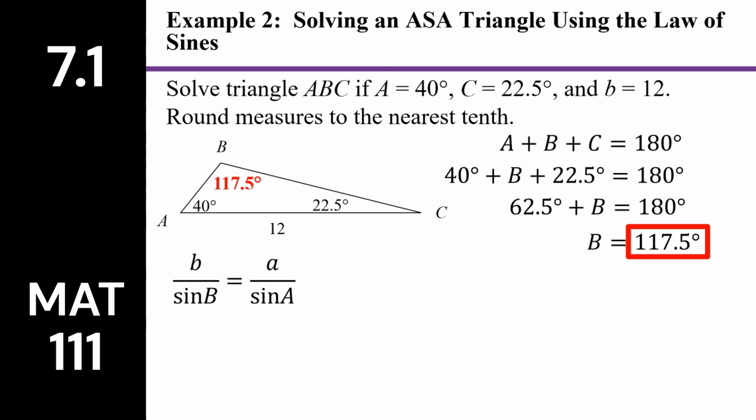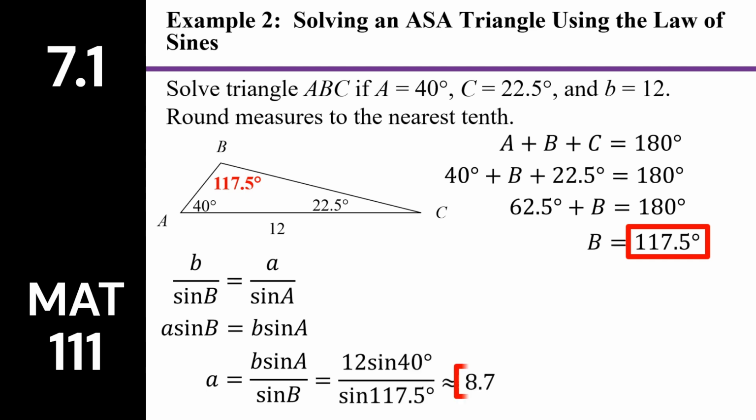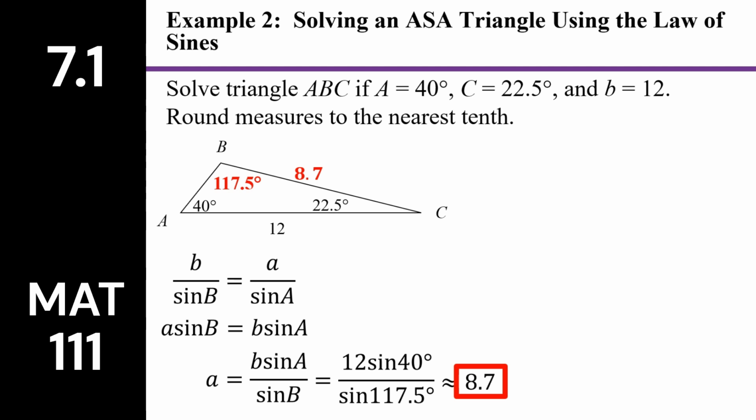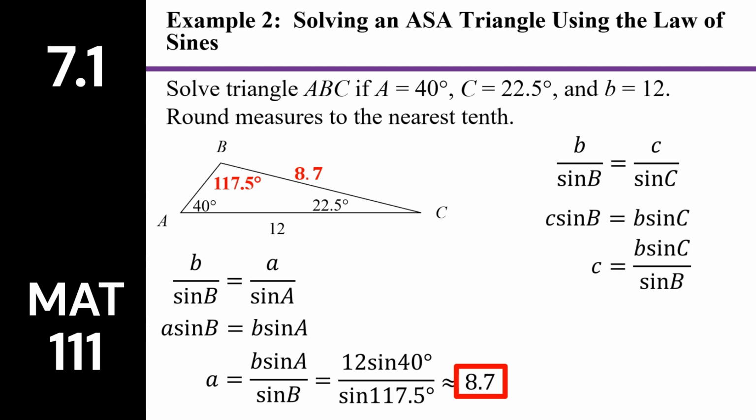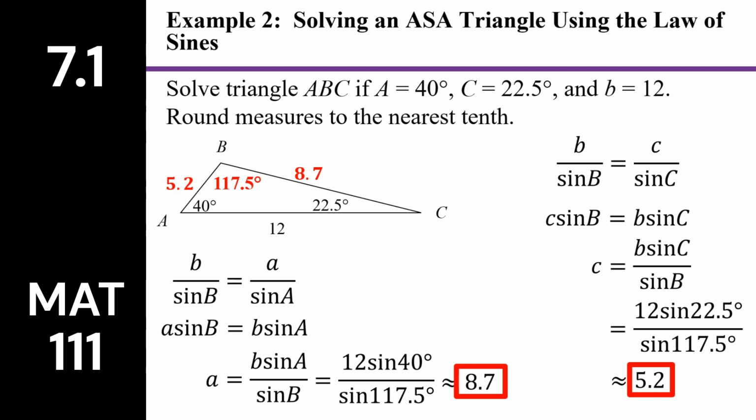Since we know side B and angle B, we can use that to find side A. We cross multiply, divide by the sine of B, and then substitute in our values and use the calculator. This gives us 8.7, and now we'll move on and find side C. We set up the law of sines, cross multiply, divide by the sine of B, substitute in, and use our calculator, and that gives us the last side, side C, equal to 5.2. And we now know all the sides and angles of this triangle.